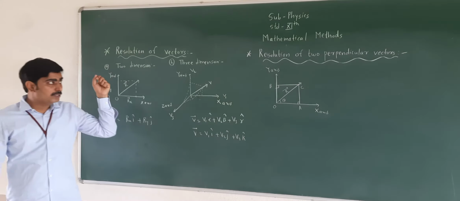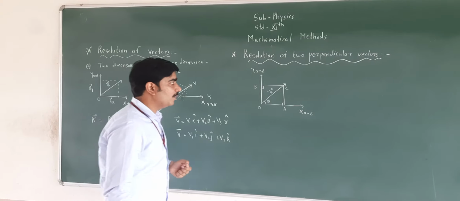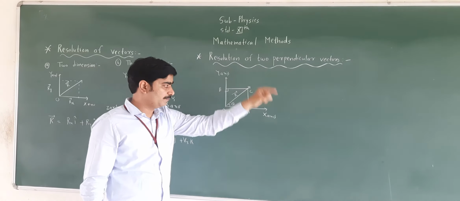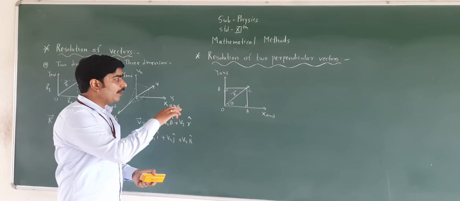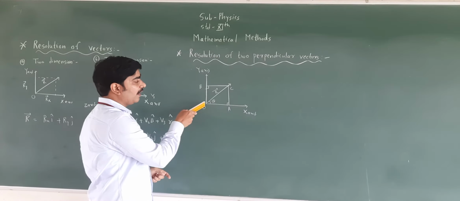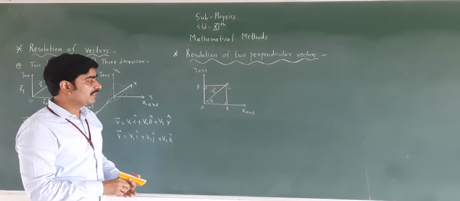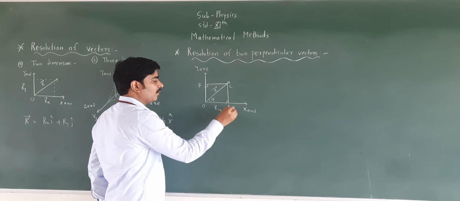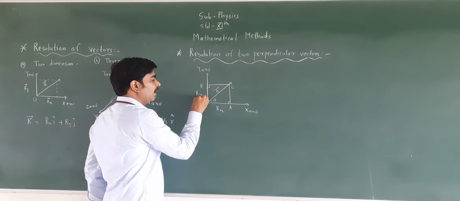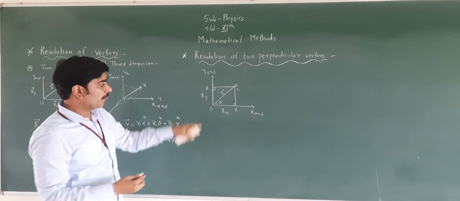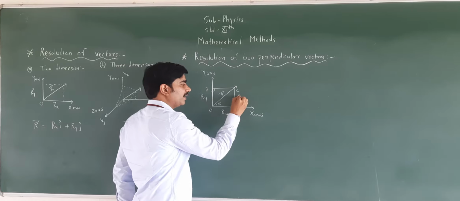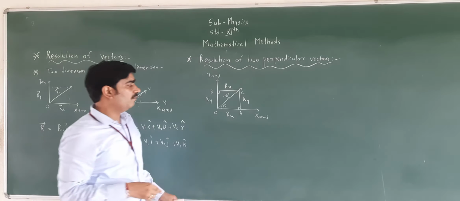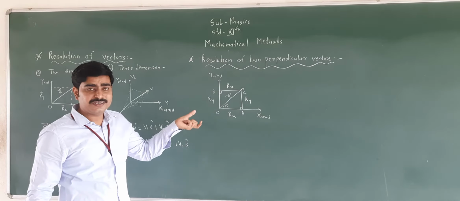So friends, we have to derive one equation regarding the resolution of two perpendicular vectors. We have seen here the two-dimensional figure. Here vector r is a given vector which gets divided into two components. Here I can write rx along the x-axis and ry along the y-axis. Here the opposite sides are equal, so I can write here ry and here rx. I am not writing the vector symbol, it means it will indicate the magnitude.